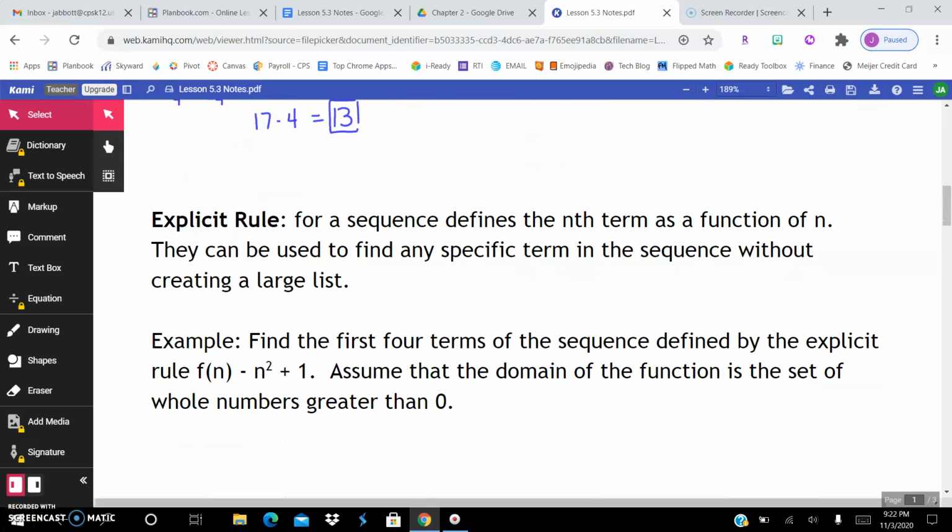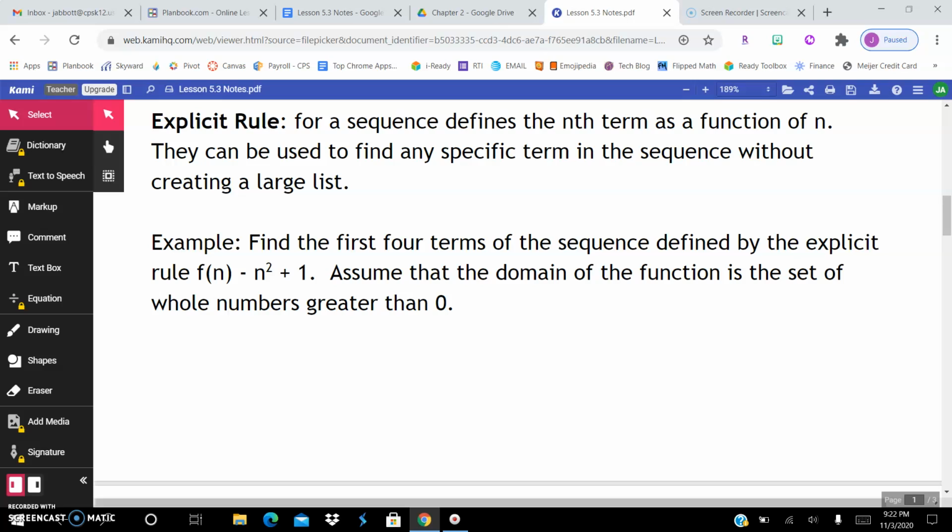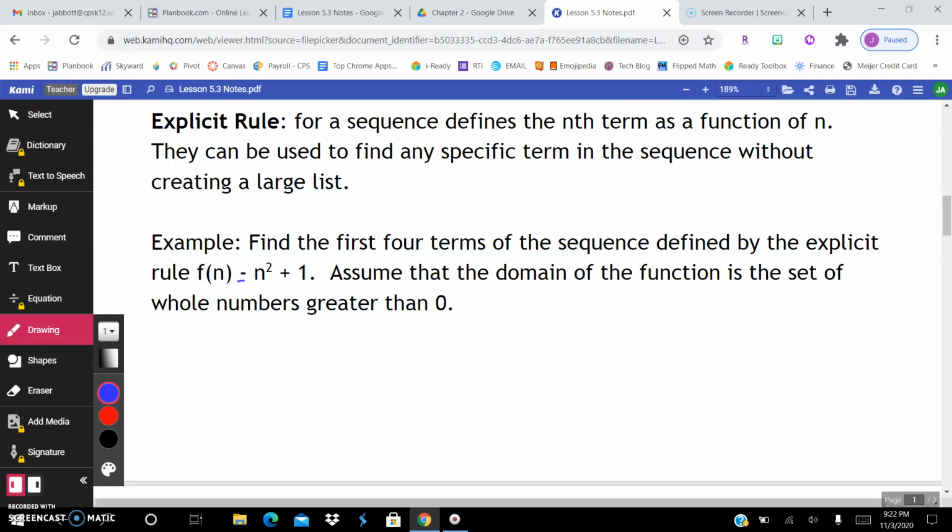Vocab word here is an explicit rule, and that is for a sequence that defines the nth term of a function of n. They can be used to find any specific term in the sequence without creating a large list. So this example here is going to show us how to use an explicit rule. It says find the first 4 terms of the sequence defined by the explicit rule f of n equals n squared plus 1. Assume that the domain of the function is the set of whole numbers greater than 0.